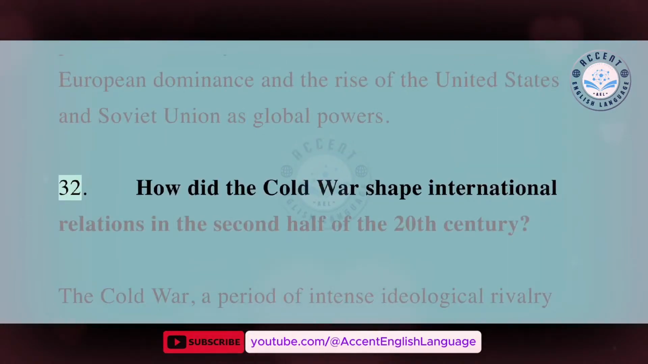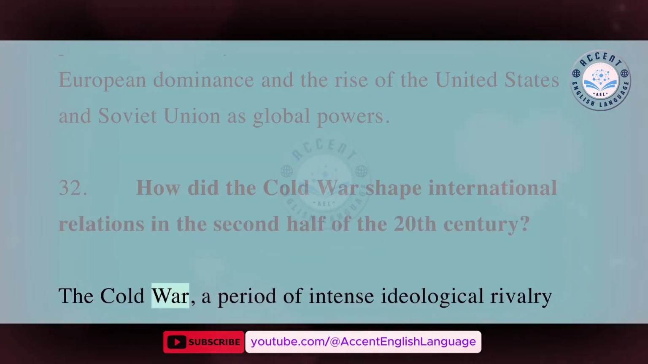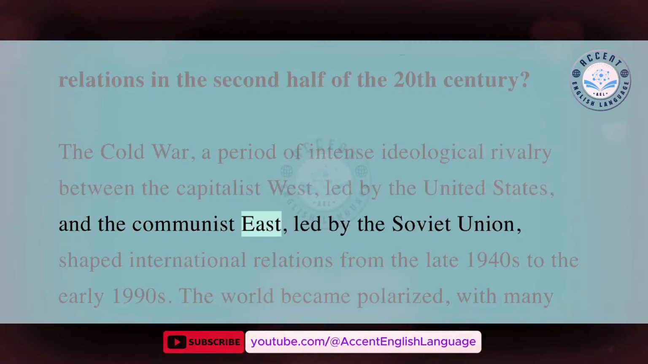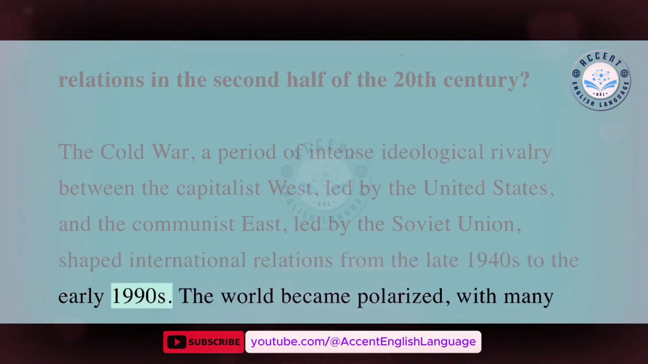32. How did the Cold War shape international relations in the second half of the 20th century? The Cold War, a period of intense ideological rivalry between the capitalist West, led by the United States, and the communist East, led by the Soviet Union, shaped international relations from the late 1940s to the early 1990s.